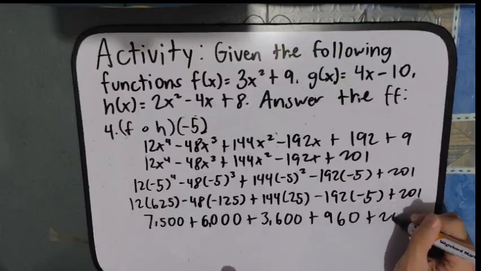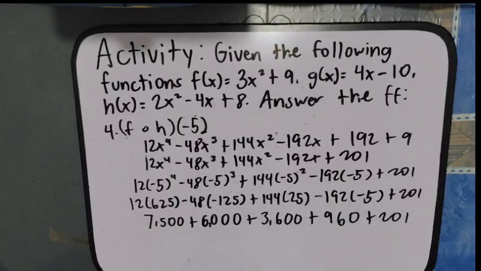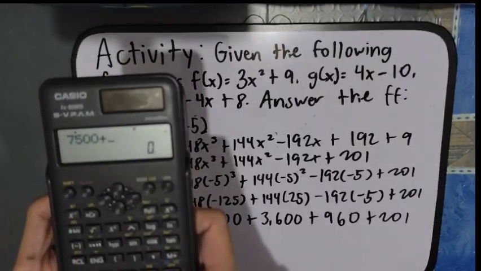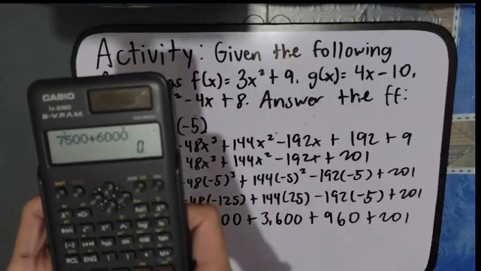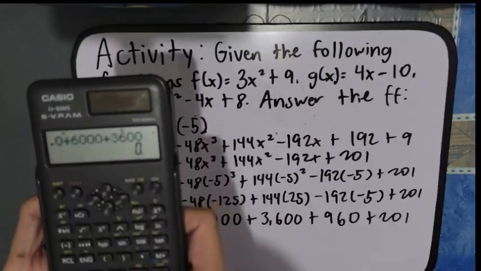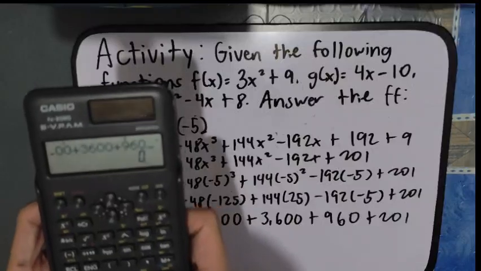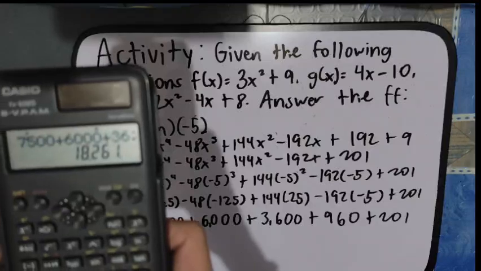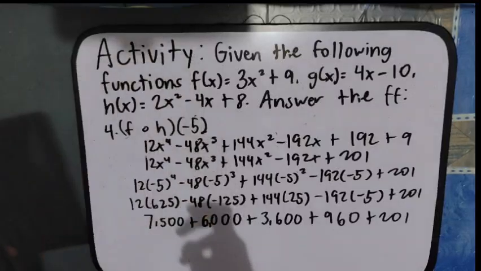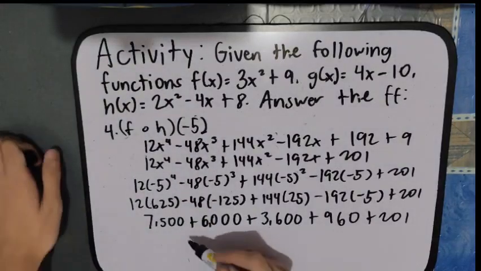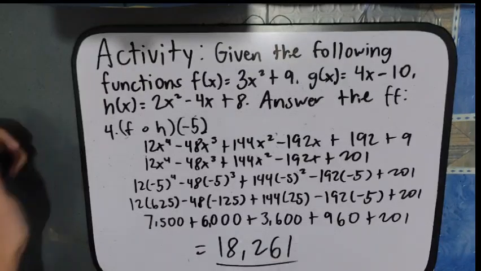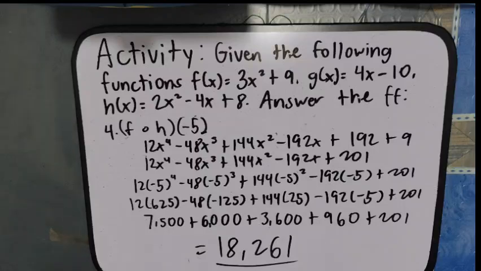Then copy 201. After that, we're going to add all the numbers here. So get your calculator again. 7,500 plus 6,000 plus 3,600 plus 960 plus 201. And the answer is 18,261. So the answer is 18,261. This is the answer for number 4.